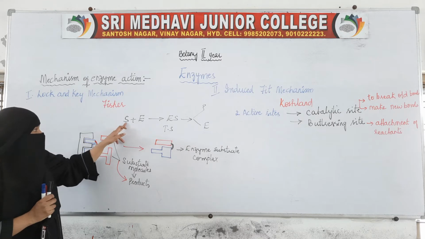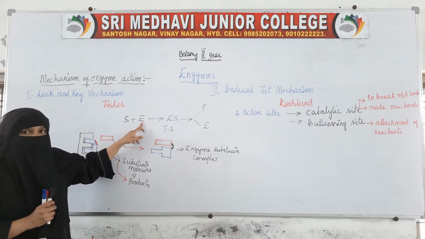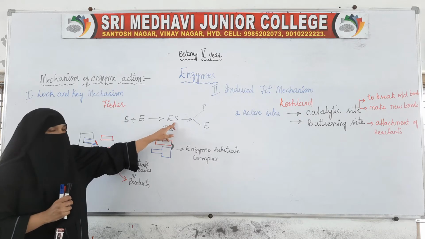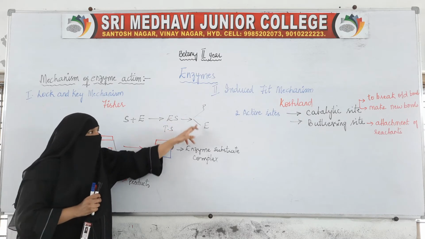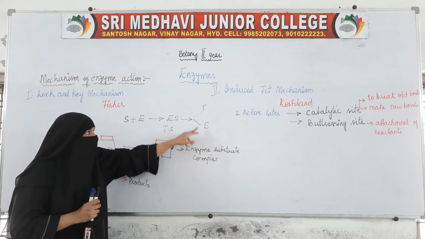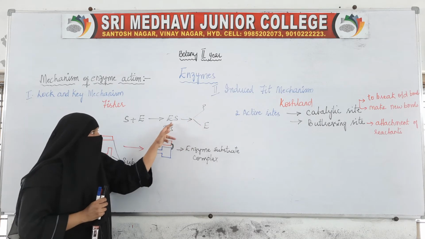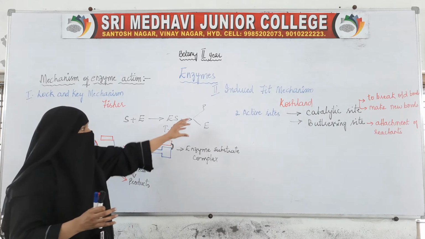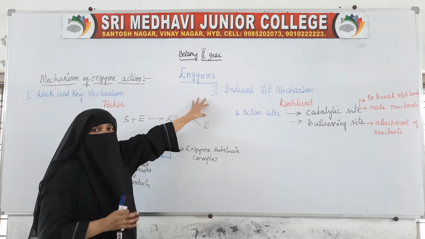So what happens when substrates come and bind with the enzyme? It produces an enzyme substrate complex. After which, the enzyme has to leave the complex, thereby we get the product. So here the enzyme and the product get detached from each other. The enzyme is separated and we get the product.